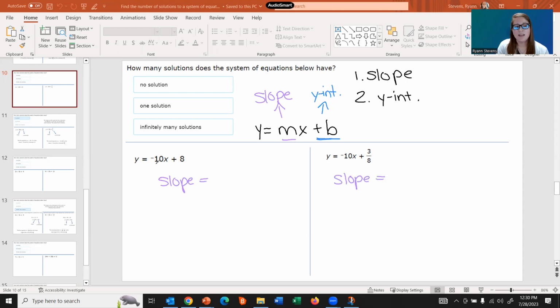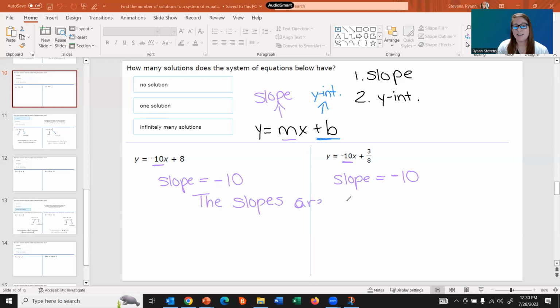So the first thing we're going to look at is the slope of each of these equations. The slope of the first line is this number, negative 10 in front of x. Notice that the sign that goes with that number goes with the slope. So that whole term of negative 10 will be used for our slope. Same thing with the second equation: we have a negative 10 in front of x, so that whole term will be used as our slope. So the slopes of these lines are the same.